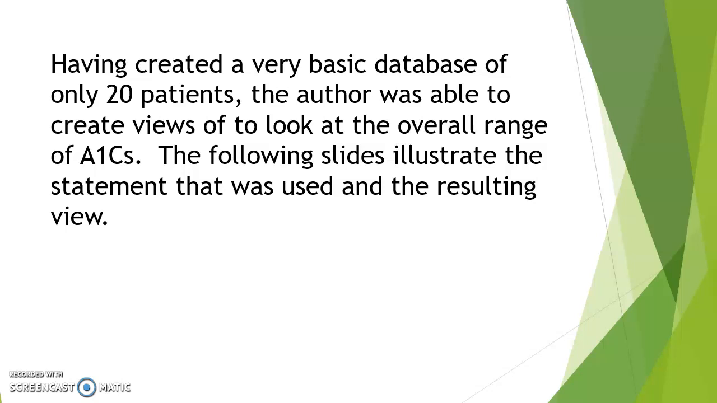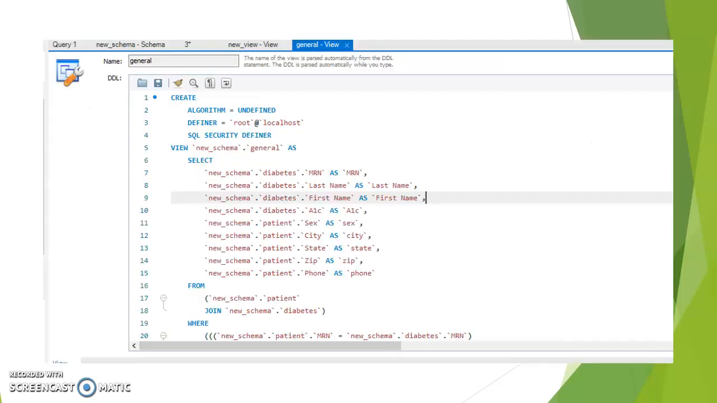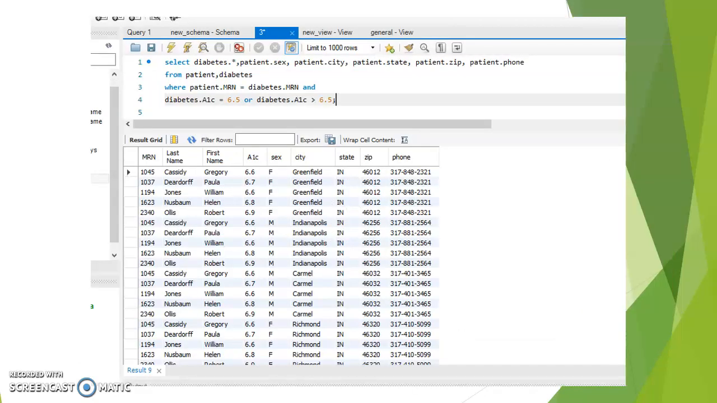Having created a very basic database of only 20 patients, the author was able to create views to look at the overall range of A1Cs. The following slides illustrate the statement that was used and the resulting view. As you can see, all of the patients are listed with an A1C of 6.5 or greater.